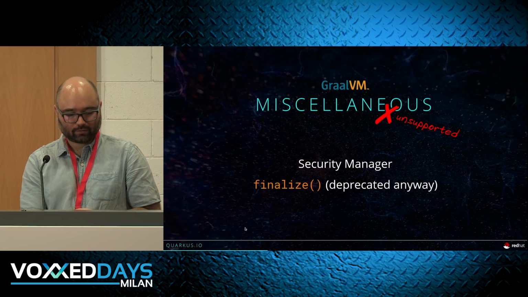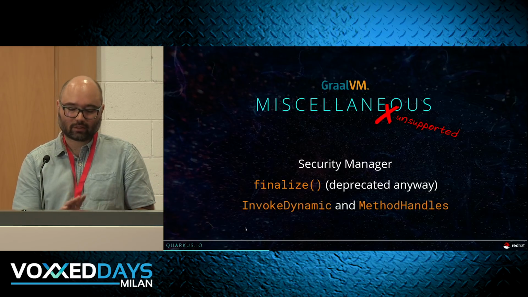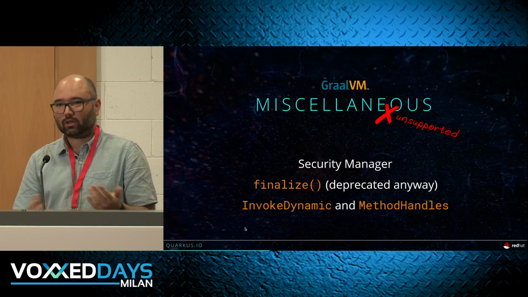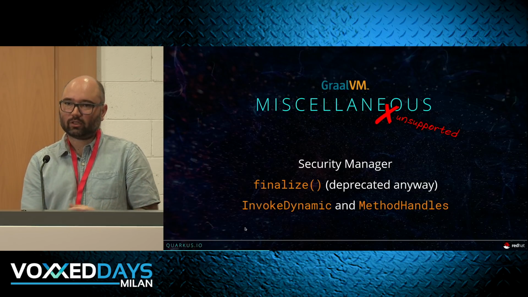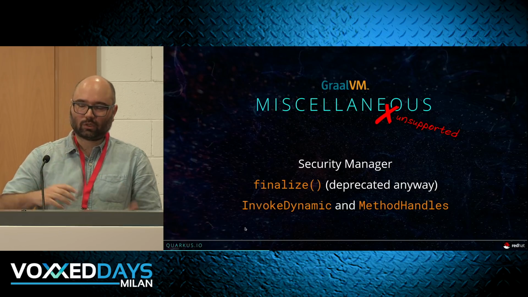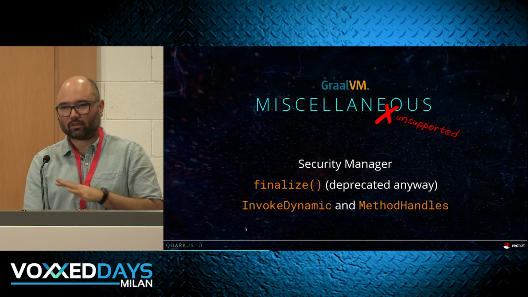And there are many other things that don't work there, like the security manager, no way. Finalizers, they're off. Invoke dynamic and method handles can't get compiled unless they are very simple ones. Like if you have a Lambda that's technically using these things behind the scenes, those are the exception that will work. If you have a complex tree of invoke dynamic and method handles, that's not going to work.